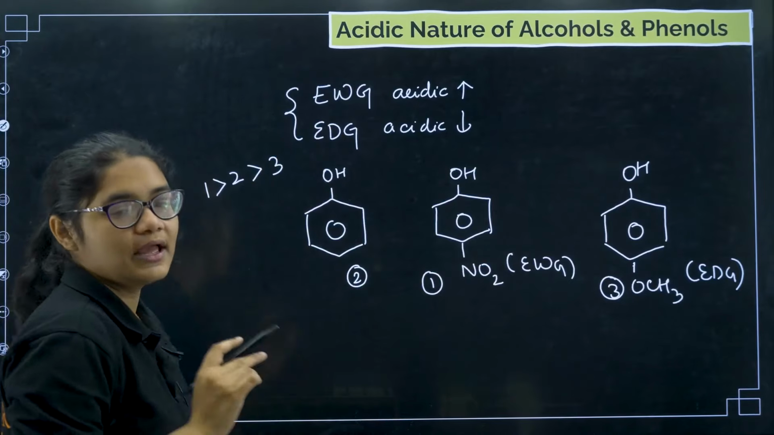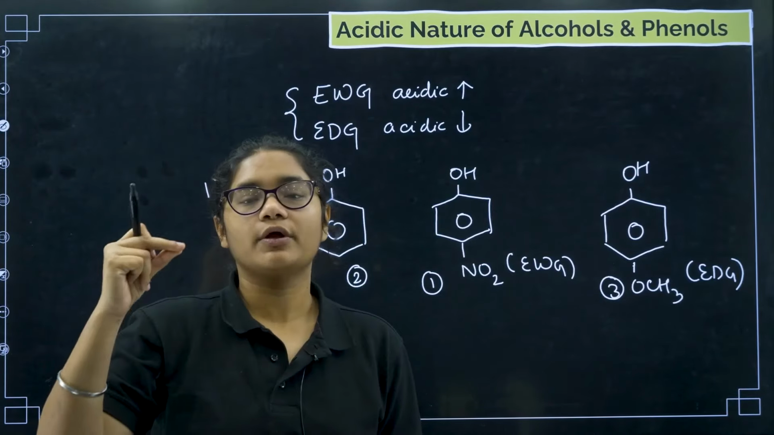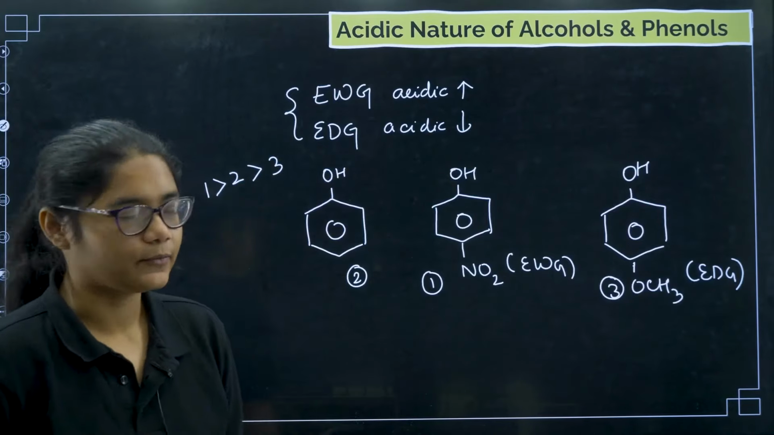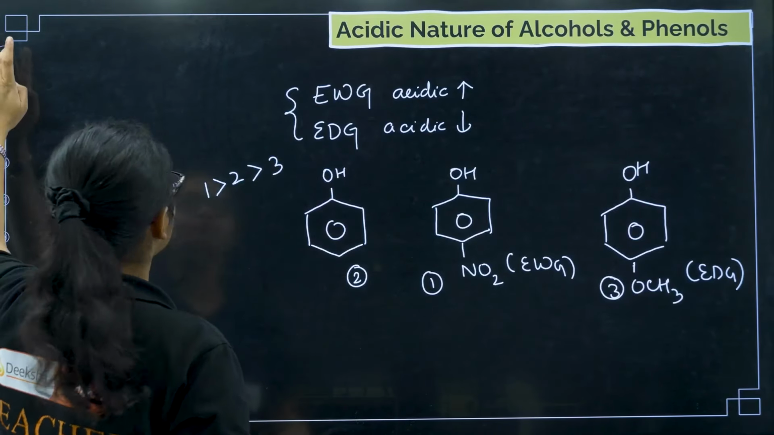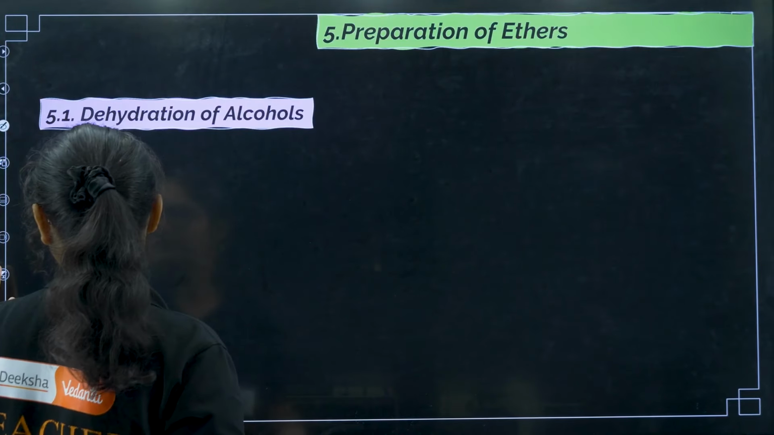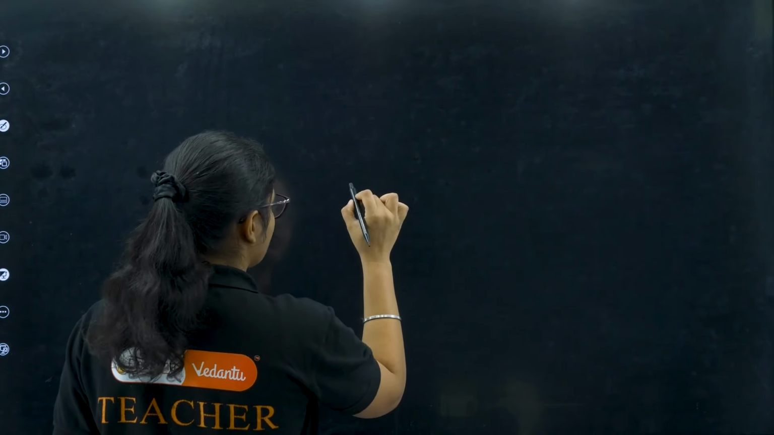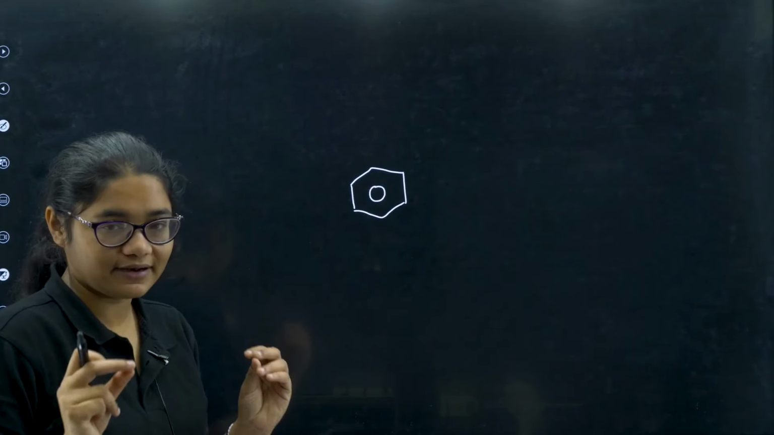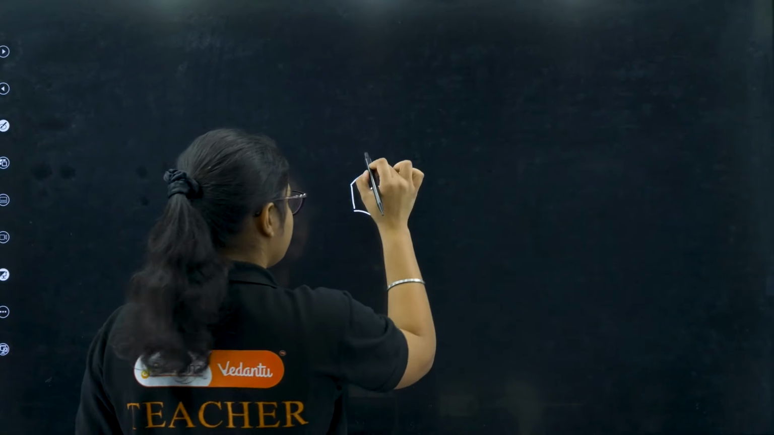This is what you should memorize, that electron withdrawing group will increase the acidity, donating group will decrease the acidity. Okay. Now moving forward, we have preparation of ethers. So okay, before that I just want to quickly revise the reactions of phenols. Okay, so if you have OH, reactions of phenols, you see there were 7 reactions. Okay, I have remembered. Quickly we will revise.